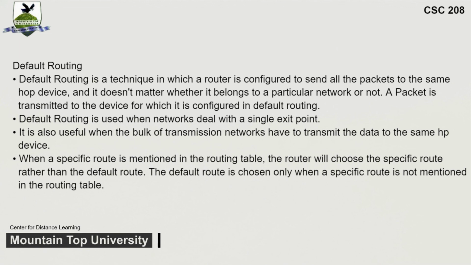When a specific route is mentioned in the routing table, the router will choose the specific route rather than the default route. The default route is chosen only when a specific route is not mentioned in the routing table.